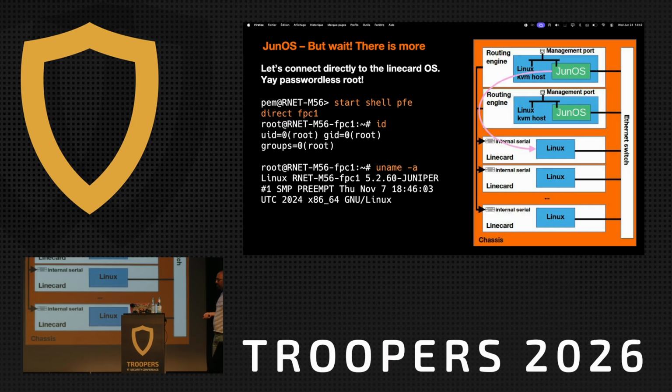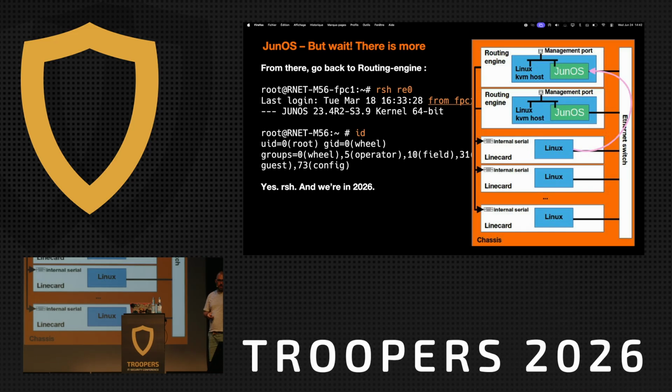FPC is the name of the line card. But what can you do with root access here on a line card? Well, a lot of things. Because Juniper is using RSH and rlogin internally in the router. How does RSH security work? Are any of you old enough to remember?